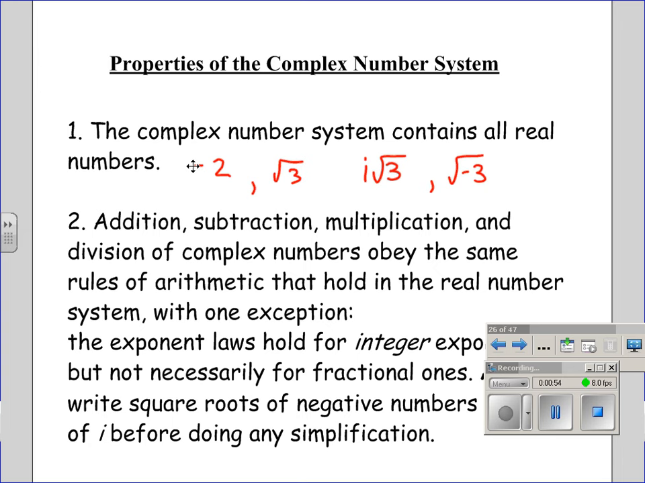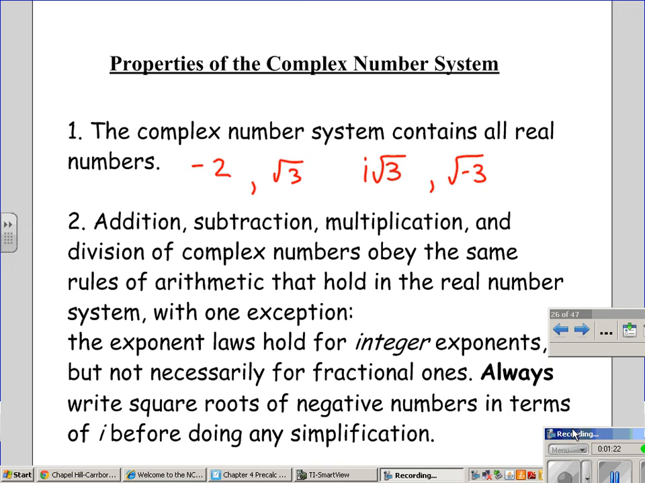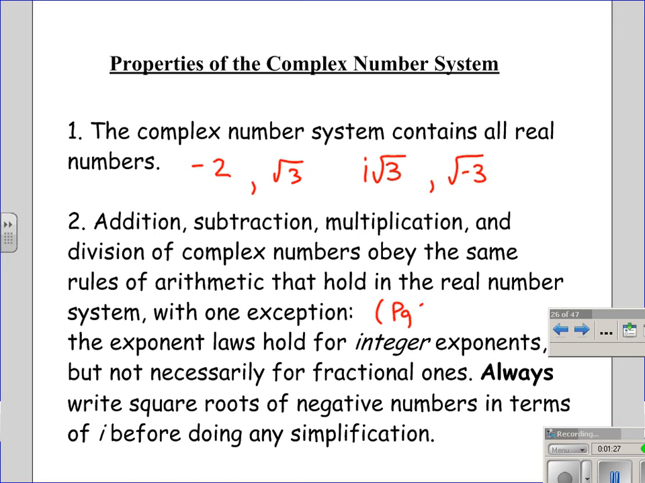Addition, subtraction, multiplication, and division of complex numbers obey the same rules for arithmetic that hold true in the real number system, with one exception, and that's that the exponent laws hold true for integer exponents, but not necessarily for the fractional ones. And you always want to make sure you write square roots of negative numbers with I before doing any simplifications on those. So let's take a look at that. If you want more information on this, you can see page 297 in your textbook for some more information there.